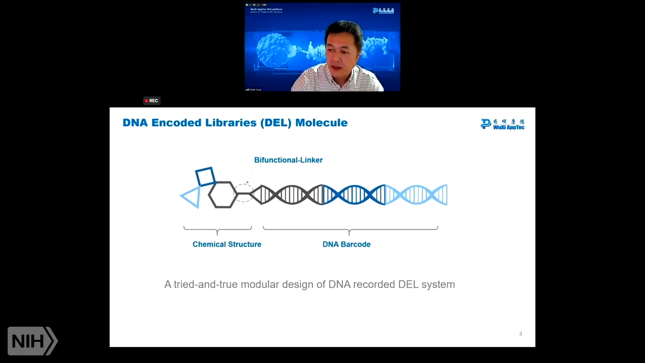So the DNA recorded library synthesis is a tried and true modular design of a DEL system, and it has the highest tolerance of reaction conditions. It has a lot of advantages, allowing the chemist to explore all kinds of different chemistry. Also, the modular design allows us to make the library and save it in the freezer, and then we will add on the other DNA sequences later to fit different purposes.